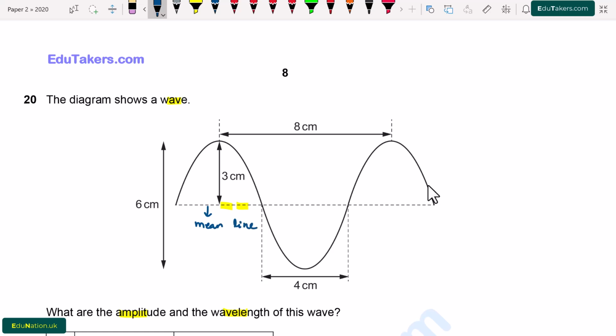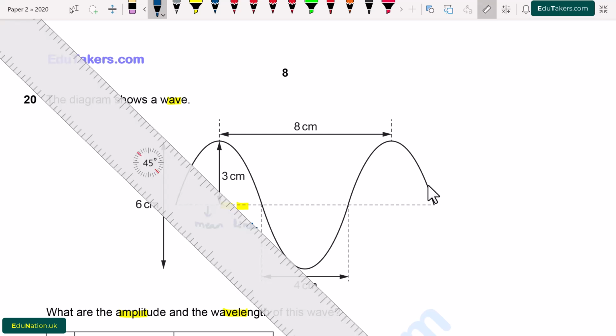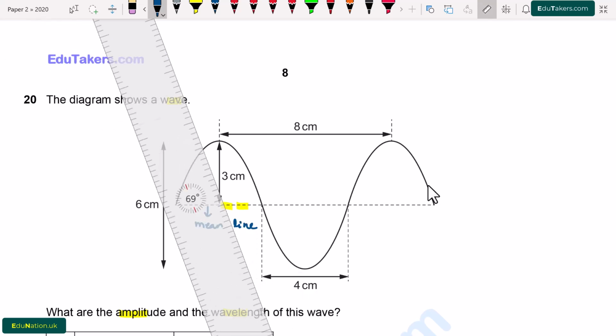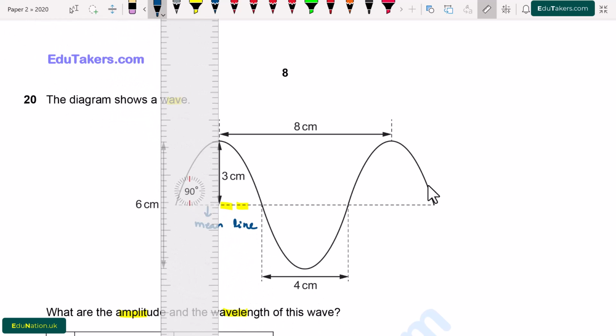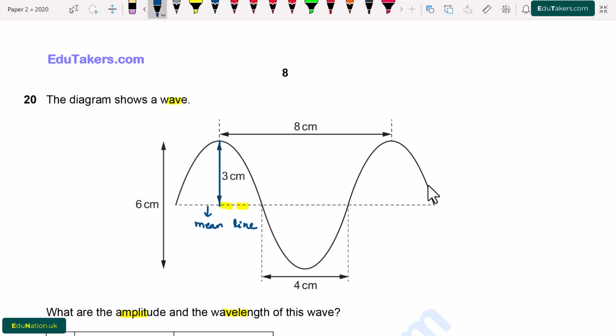And the maximum distance of a body from this mean line is basically amplitude. So from here, I draw a line to show the amplitude. This distance that is shown by the arrow is equal to the amplitude, which is given as 3 cm.